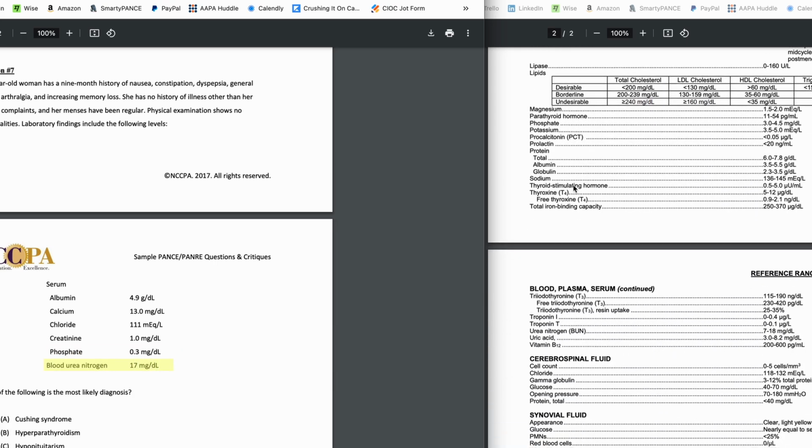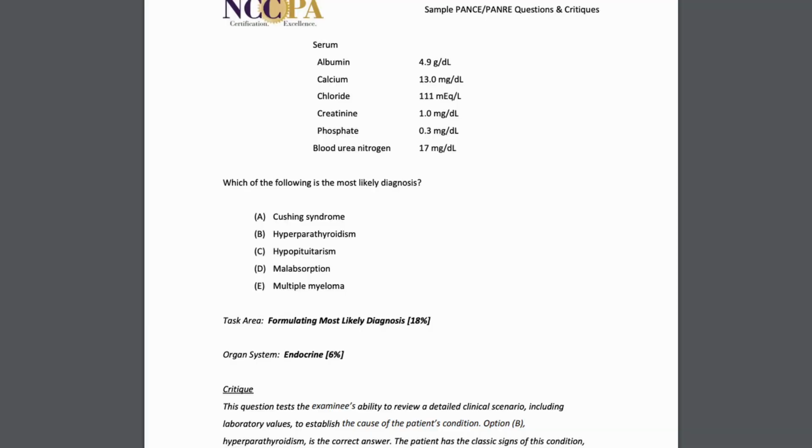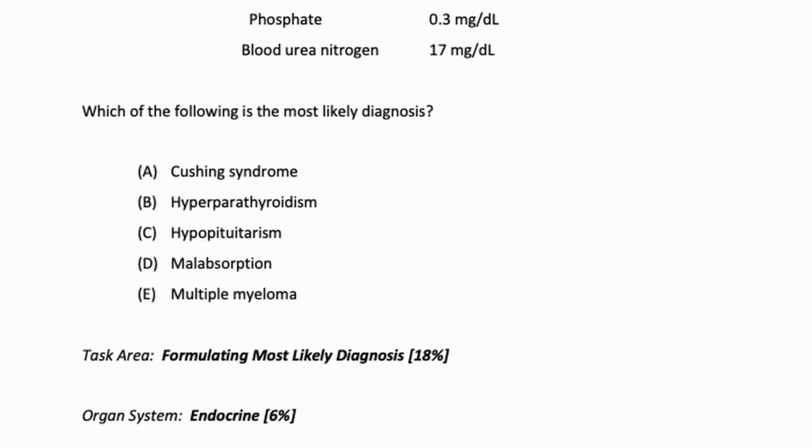And then the BUN, you see that that's normal. Okay, so we have mildly high calcium chloride and significantly low phosphate. Well, before we get to the search, let's look at the answers again. Remember, look through the answers a little bit and remember what system you're in. So we're in endocrine. So the choices are Cushing's syndrome, hyperparathyroidism, hypopituitarism, malabsorption, and multiple myeloma.